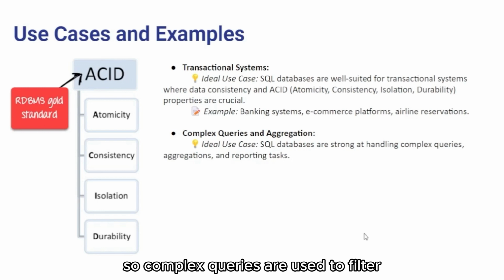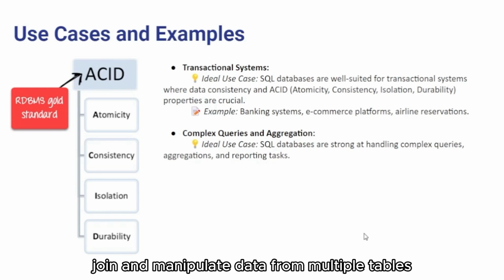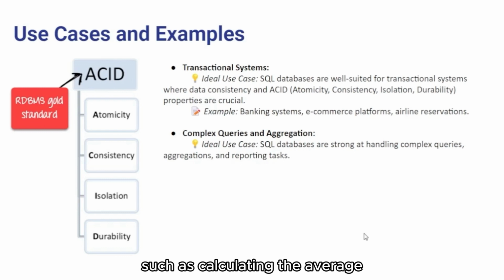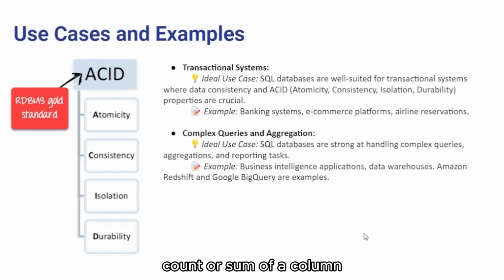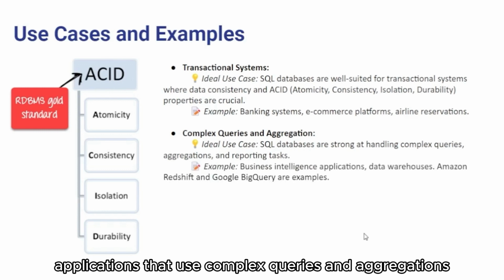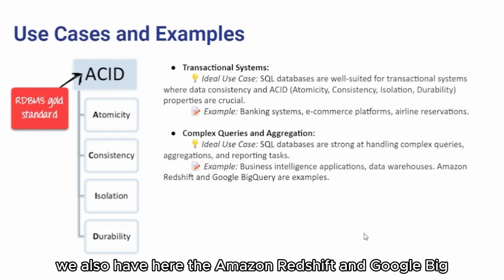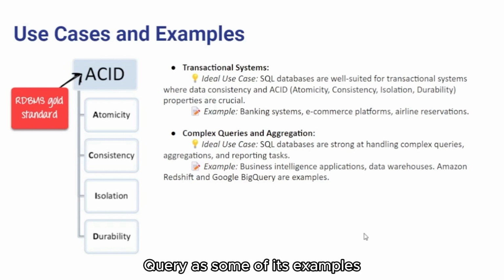Complex queries are used to filter, join, and manipulate data from multiple tables. Aggregations are used to summarize data, such as calculating the average, count, or sum of a column. Some examples of applications that use complex queries and aggregations include business intelligence applications and data warehouses. We also have here Amazon Redshift and Google BigQuery as some of its examples.